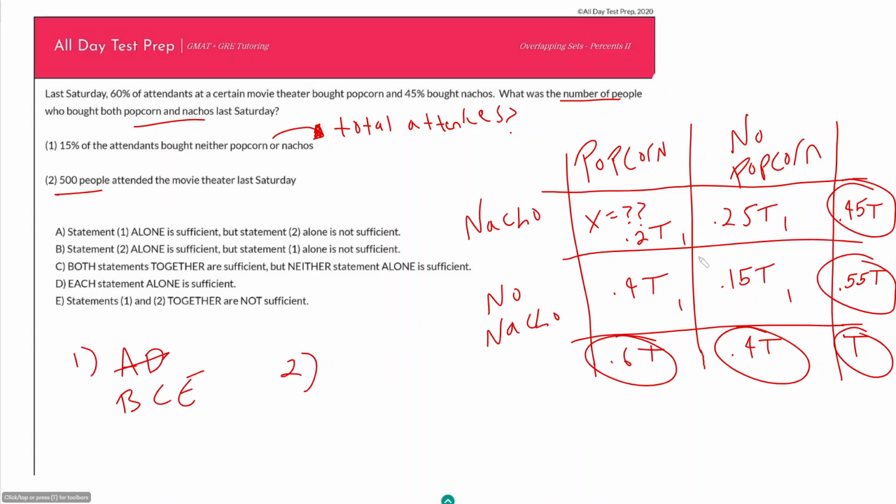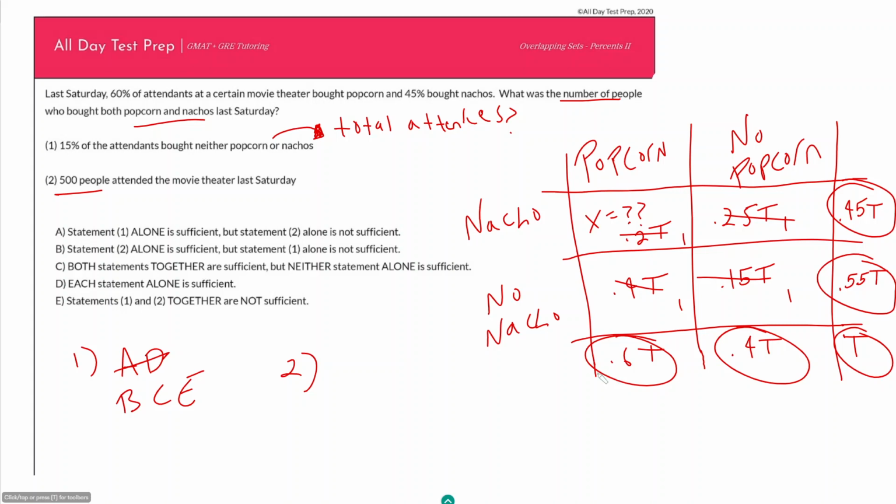Statement 2. So for a second, we've got to forget that we know this stuff. 500 people attended the movie theater last Saturday. So that is my total people. And so everything we have circled is in terms of T. So if we know this T is equal to 500, we should be able to fill out all of these boxes, all of our subtotals. Sometimes I call these the gutter of our table.